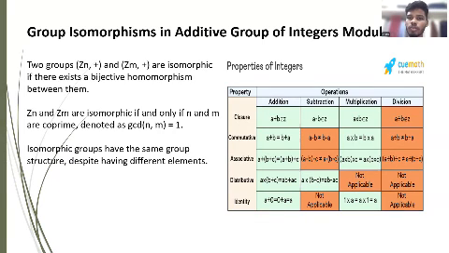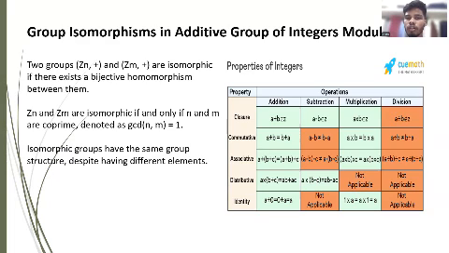isomorphism in the additive group of integers modulo n. The two groups Zn plus and Zm plus are isomorphic if there exists a bijective homomorphism between them, and Zn and Zm are isomorphic if and only if n and m are coprime, denoted as GCD(n, m) equals 1. Isomorphic groups have the same group structure despite having different elements.